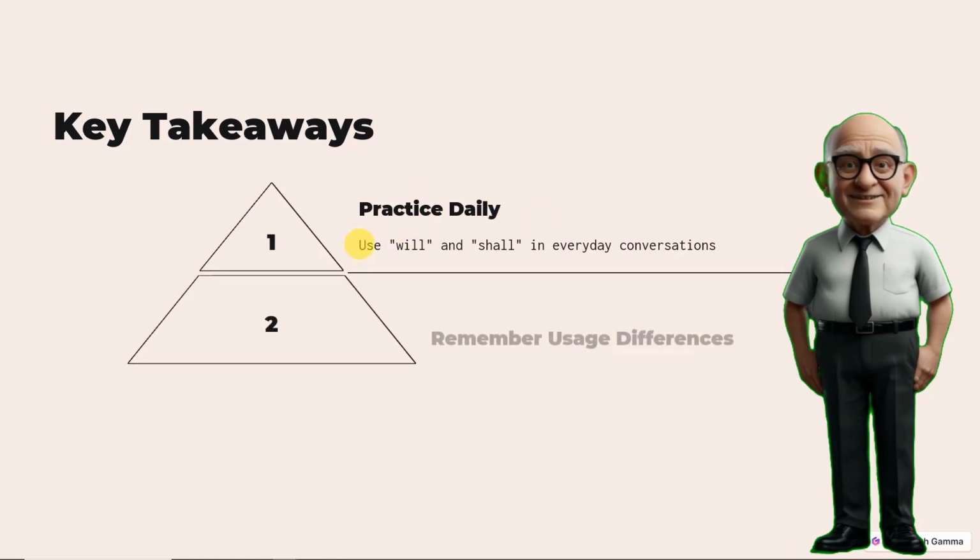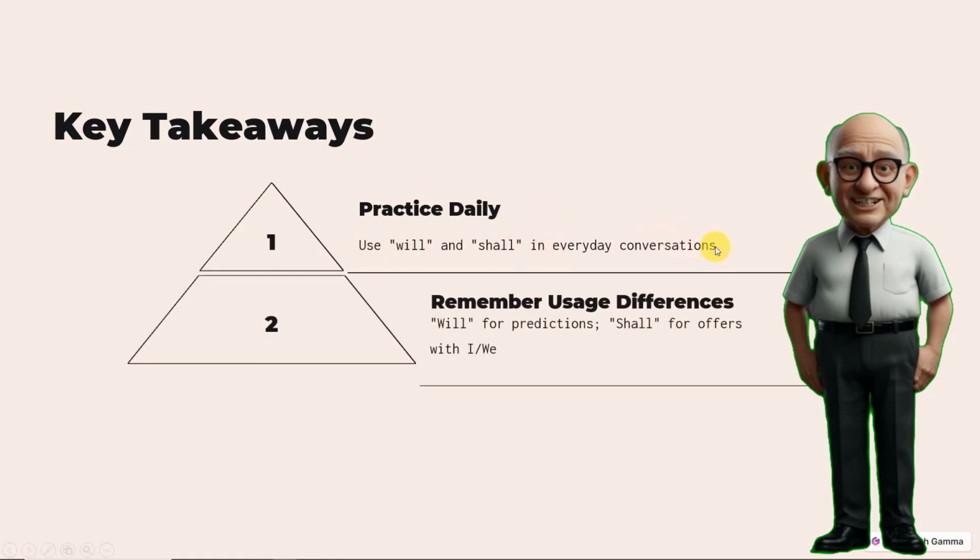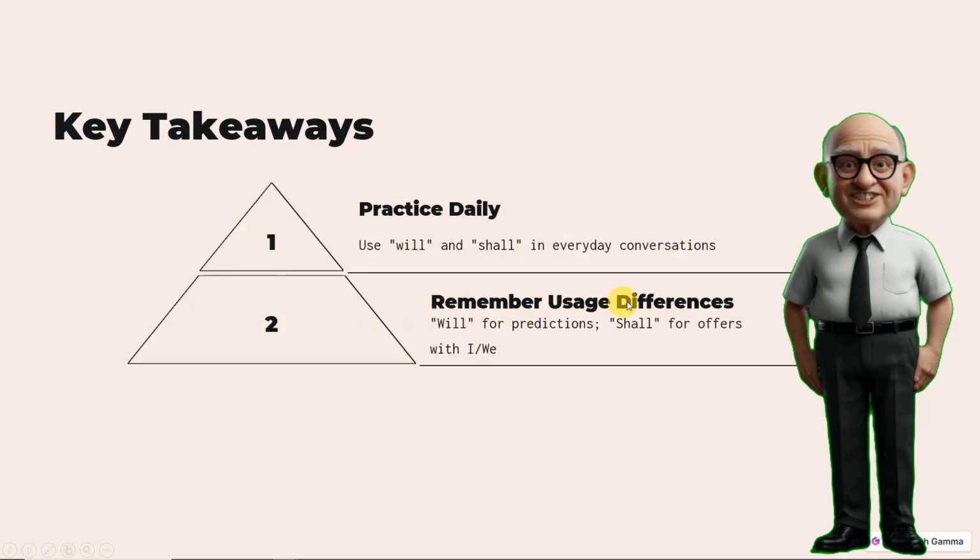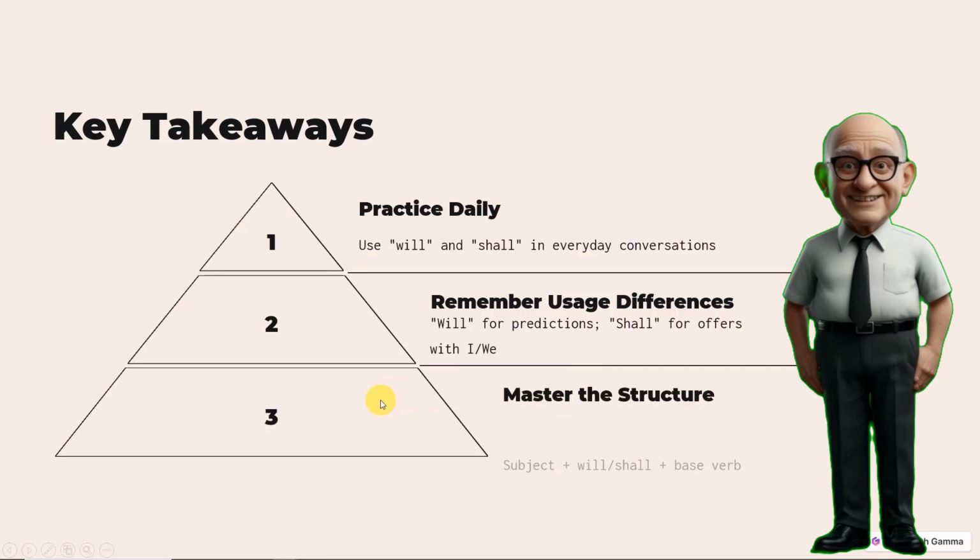practice daily. Use will and shall in everyday conversations. Guys, the more you use it, the better you'll become at it. Secondly, remember usage differences. Will for predictions, shall for offers with I and we. Shall only works with I and we in proper English. Many people will be using he, she, or it, but it's not 100% correct. And thirdly, master the structure. Subject plus will or shall plus the base verb.